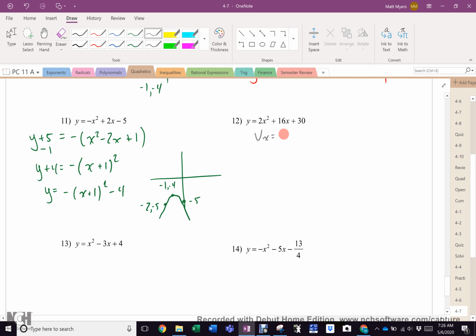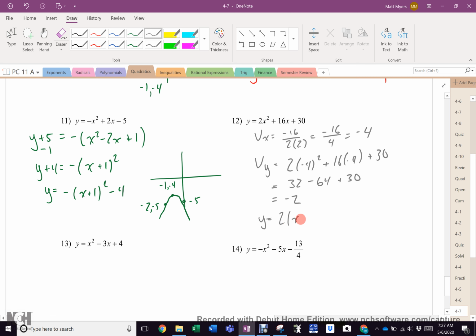Vx equals negative 16 over 2 times 2. 16 over 4, which is negative 4. My Vy equals 2 times negative 4 squared plus 16 times negative 4 plus 30, which is 32 minus 64 plus 30, which is negative 2. So y equals 2(x plus 4) squared minus 2.